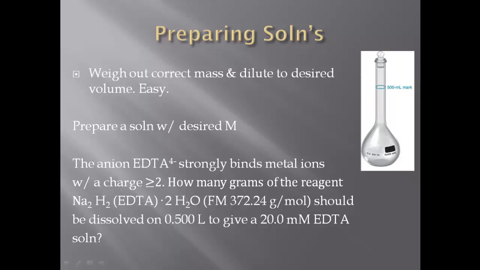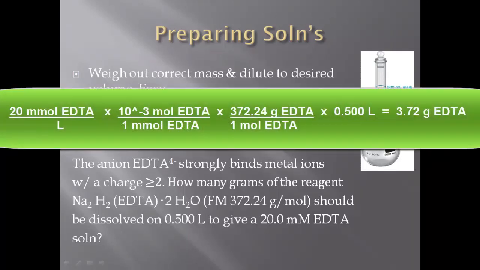So I would start out with your 20 millimolar because that's the final concentration that they want. So 20 millimolar really means 20 millimole over liter. I would go ahead and convert that to moles. So there's 10 to the negative 3 moles in 1 millimole of EDTA. And then I would just go ahead and convert the moles to grams. So in 1 mole of EDTA, there's 372.24 grams of EDTA.